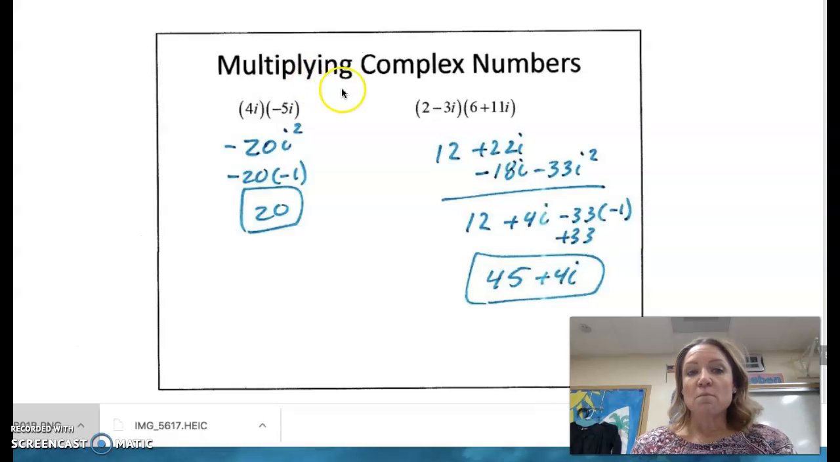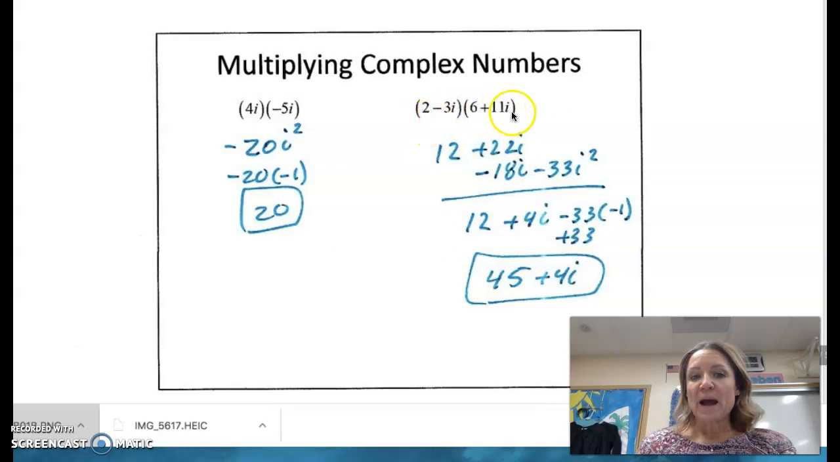Now let's talk about multiplying complex numbers. We added and subtracted, so let's multiply. 4i times negative 5i: 4 times negative 5 is negative 20, and i times i is i squared. If you go back to the highlighted part, i squared is negative 1. So you simplify by multiplying negative 20 times negative 1, which is positive 20.